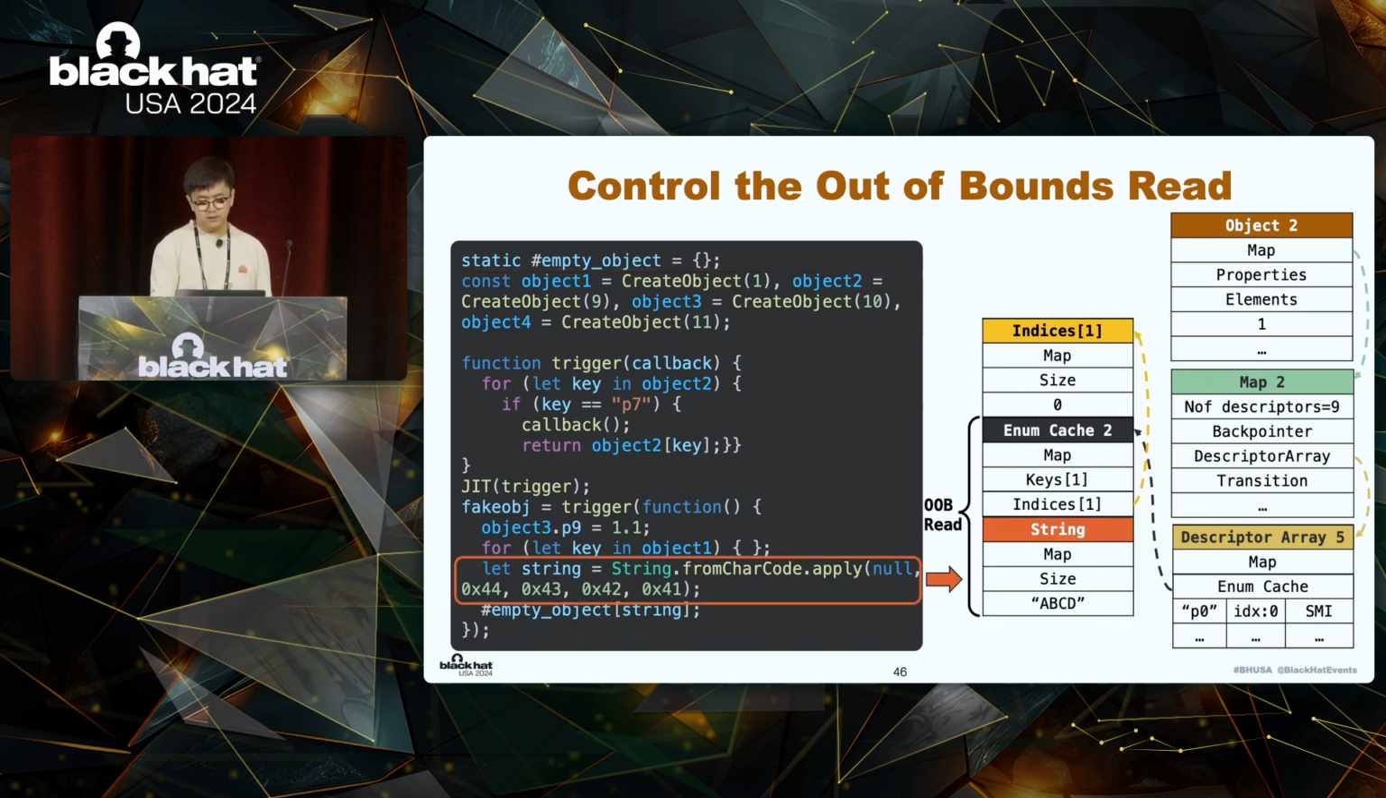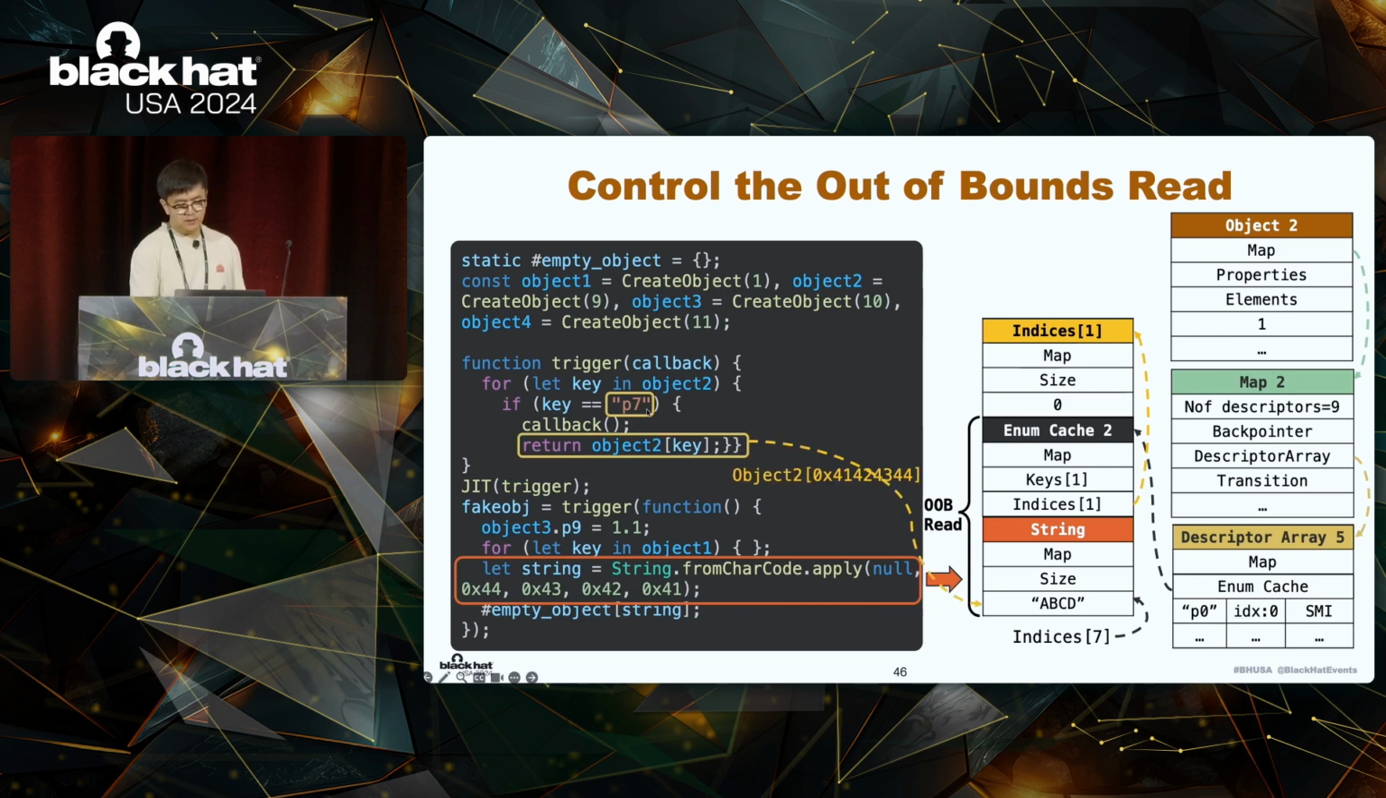Then we allocate a string right after the indices array and the enum cache in memory in the callback function. By computing the offset of the out-of-bounds read, the controlled string value is located at indices 7. So we can see the key of object 2 equals P7 here. And finally, we can read out of any controllable offset of object 2.